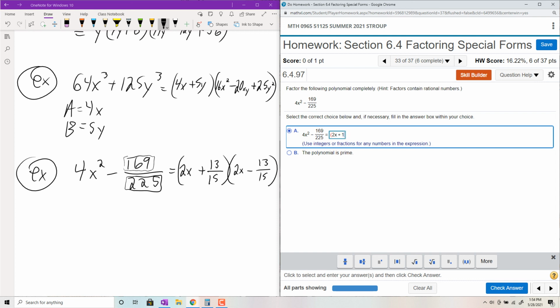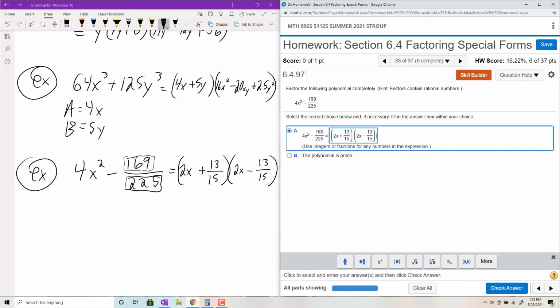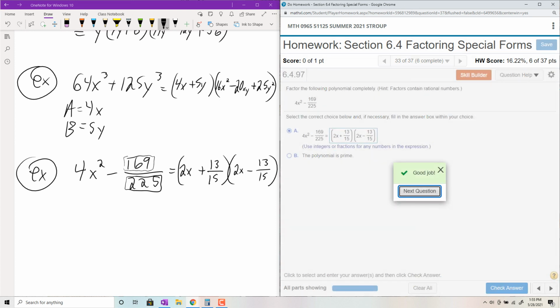X plus 13. For fractions, they're underneath the question mark. You just hit the slash, and then that will give you a fraction. So minus 13 slash 15 out of there. Check answer.